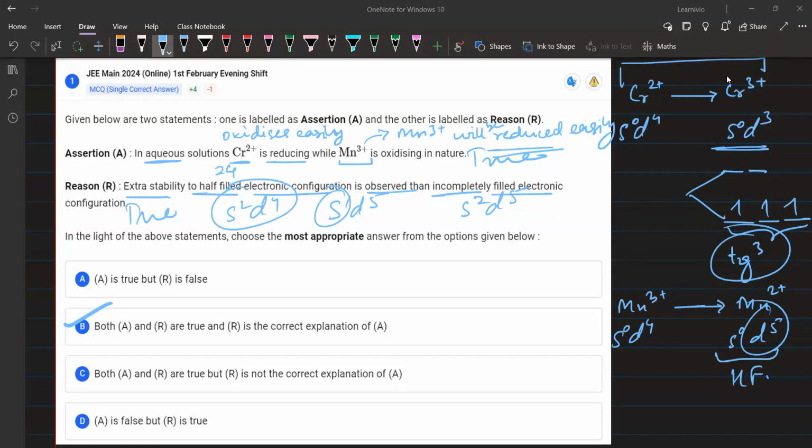Okay. So for chromium 2+ to chromium 3+, remember it is because of 3d3. 3d3 is stable because of t2g3.